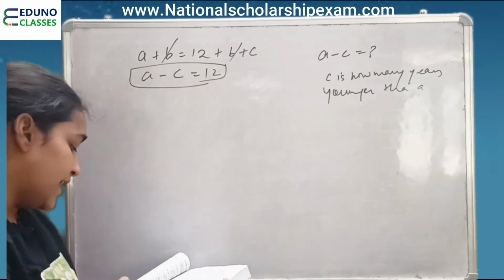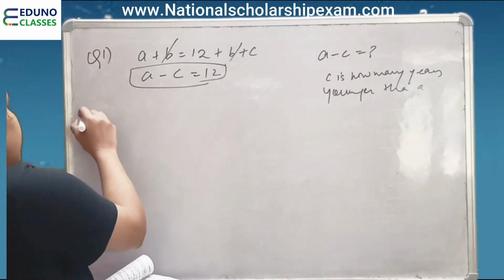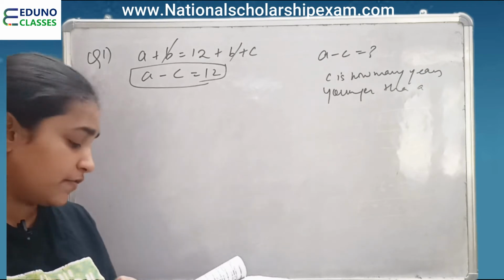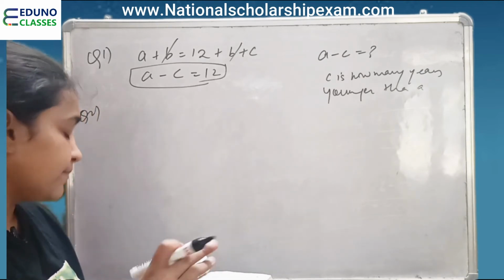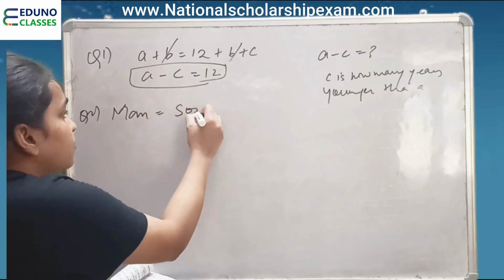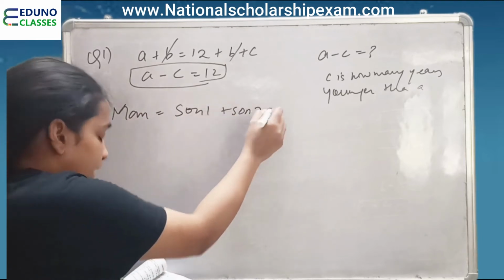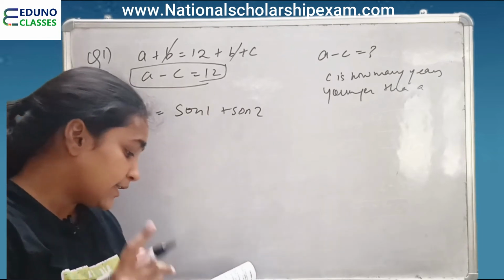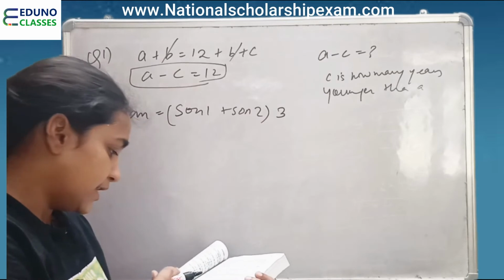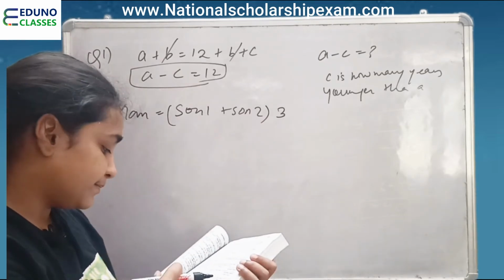This was question 1 and then question 2. So the next question is, the age of a man is 3 times the sum of the ages of his two sons. Age of a man is age of his son 1 plus son 2. It is saying 3 times the sum of the ages of his two sons. So we have to multiply it by 3 times. Now this will become the first equation.